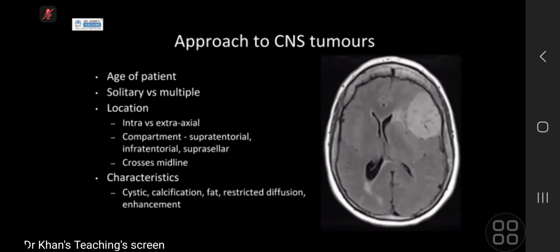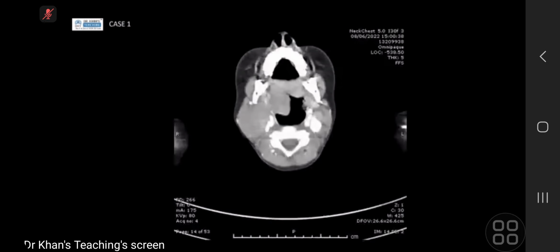So this is an extra-axial mass, what's looking like a lymphoma. Oh, no, sorry, meningioma. Apologies.